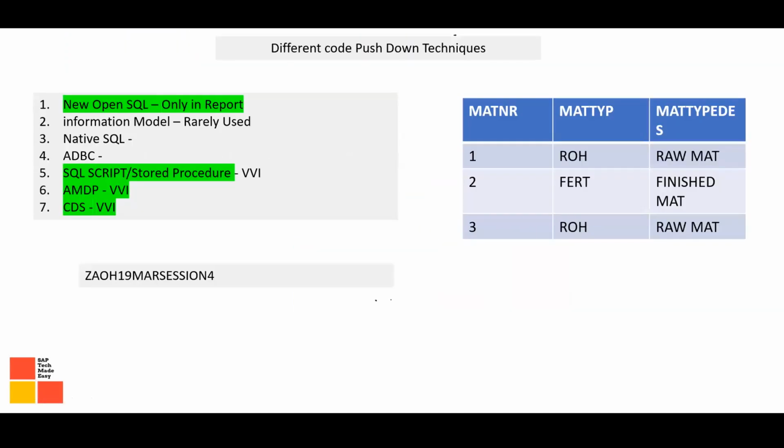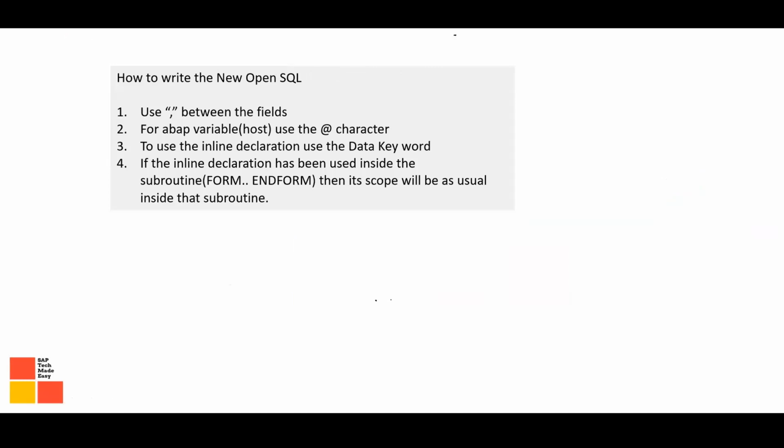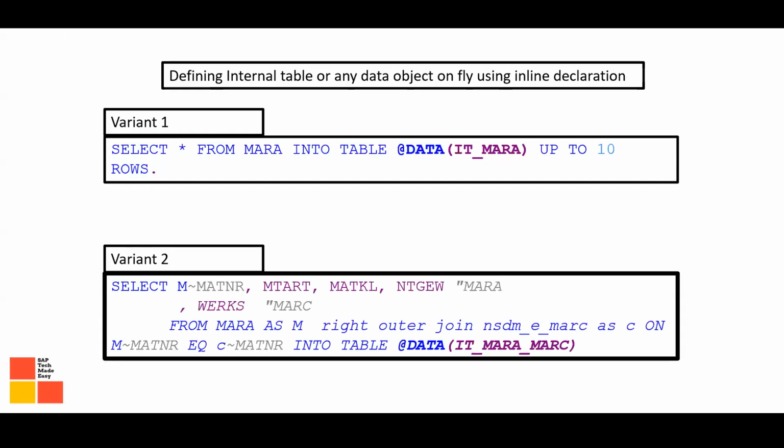Then the important code push down techniques, right? We have talked about the 4 code push down techniques, but apart from that, ADBC is also one of them. Native SQL is also one of them. ADBC stands for ABAP Database Connectivity. I've discussed these particular things in this course with the help of one example: how ADBC works and what its significance is. Okay, how to write the new open SQL, those rules are here.